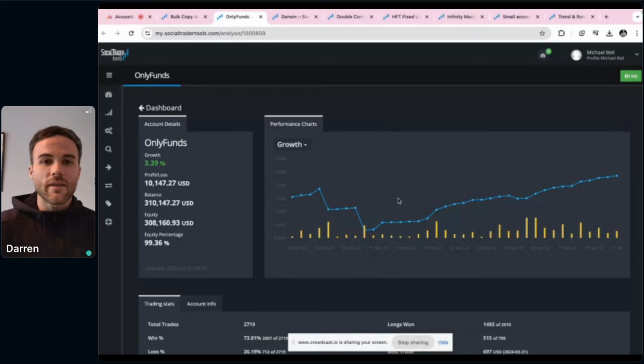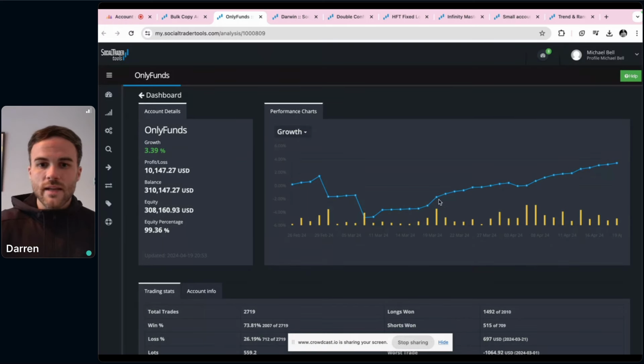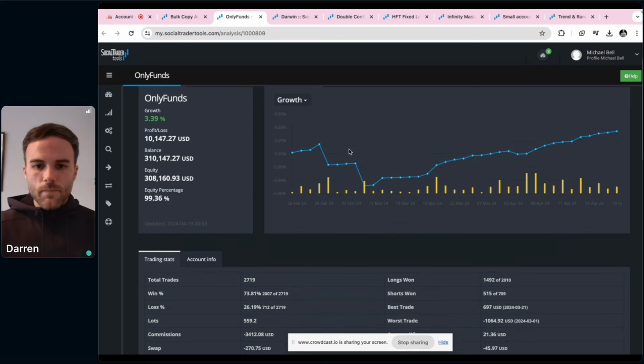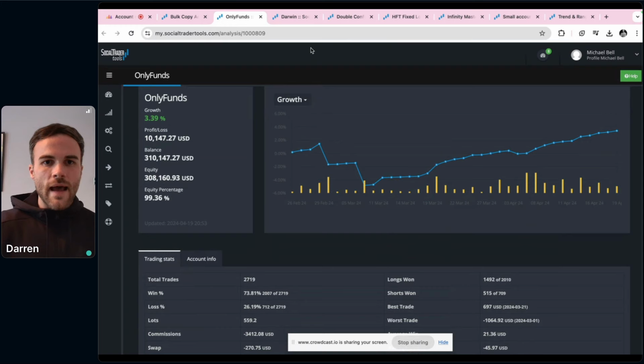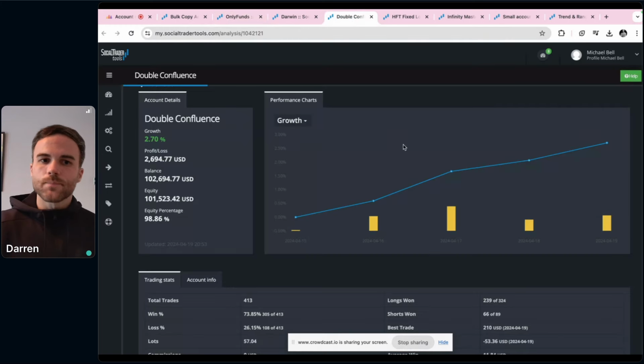I still started banking 3 to 4K every time that I'd done it. And as you can see here, this steady equity curve, I've managed to grow the account to 310K now. So I'm up 10K profit, which means I made about 25K in the past month just from bulk copying and using this double Confluence account.